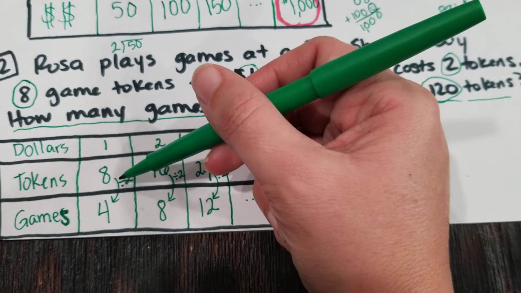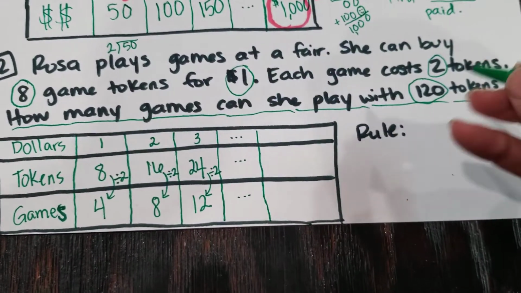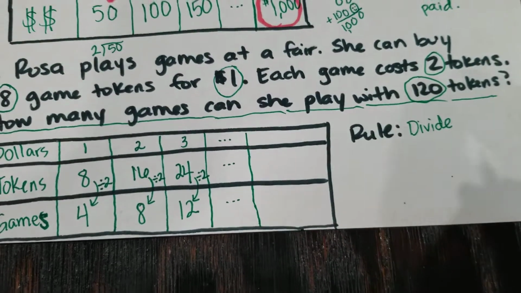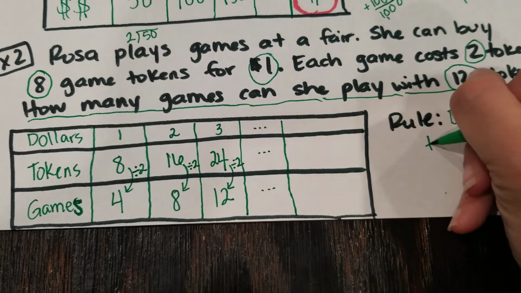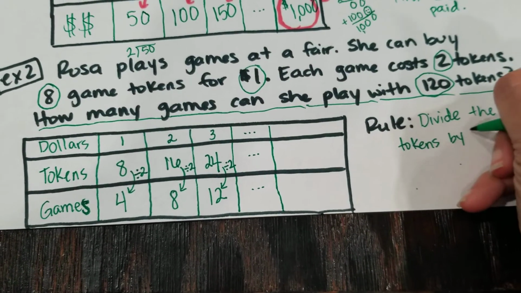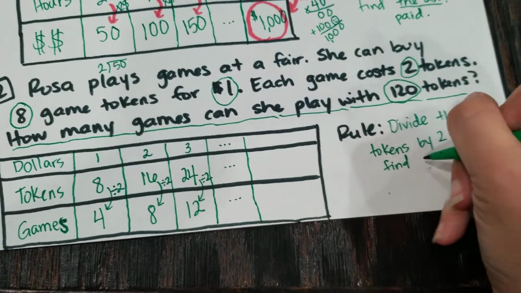So each top number, tokens, is being divided by 2 to find out how many games. So divide is my rule this time. Divide the tokens by 2 to find how many games.